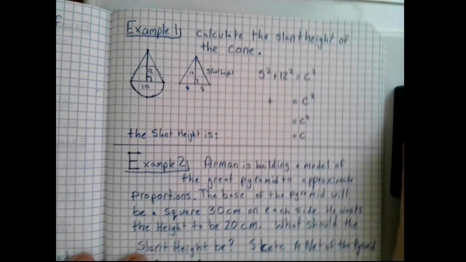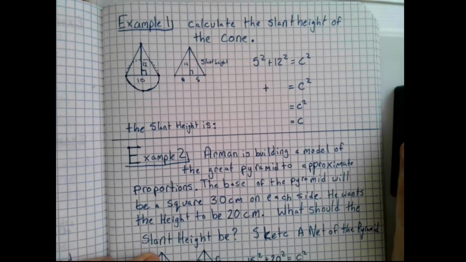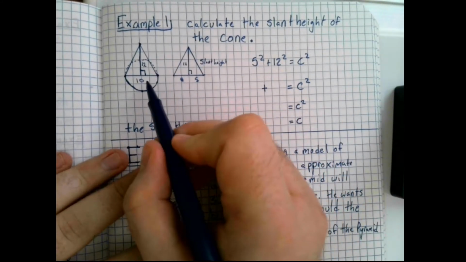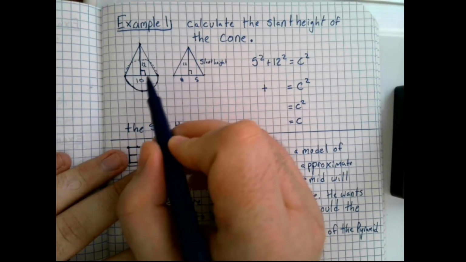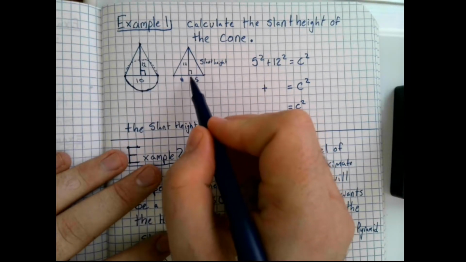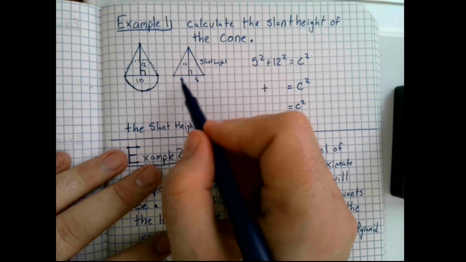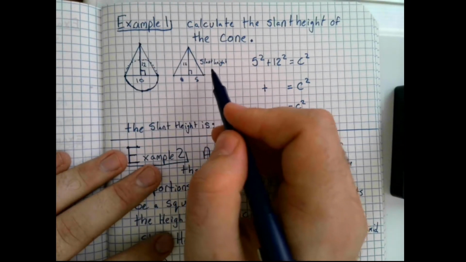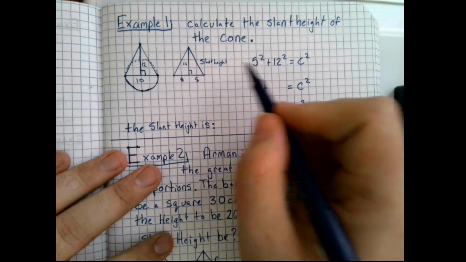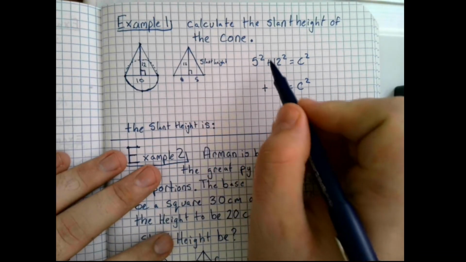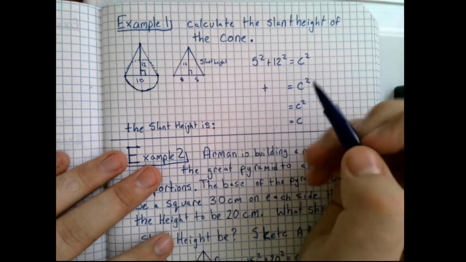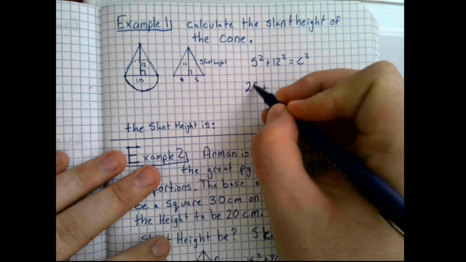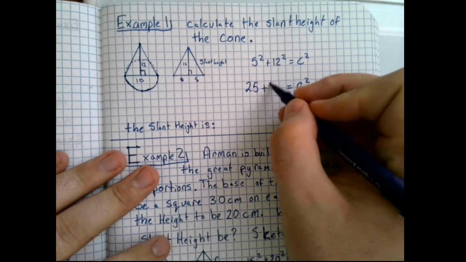Example 1 says calculate the slant height of the cone. Now, this cone here had a diameter of 10, which means that its base is a 5 and a 5 for its radius. It has a height of 12, and we're looking for the slant height. So we're going to plug in our a and our b. 5 squared plus 12 squared will equal c squared. 5 squared, that one's pretty easy. 5 times 5 is 25. 12 squared is 144.